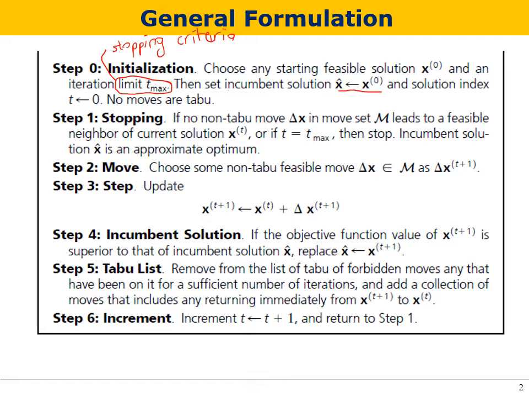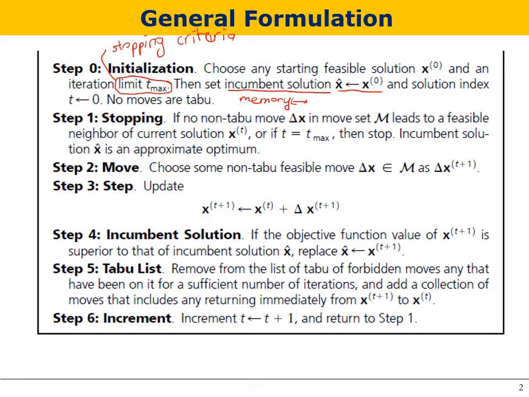So incumbent solution, if you remember from the branch and bound algorithm, is the best solution found until that point. Okay, the best integer feasible solution that you have in your hand. So this is a memory, in fact. We are keeping the best solution in memory. But it is not the distinctive feature of Tabu search, not this memory. There is another memory we will talk about. This is one memory which keeps the best solution.